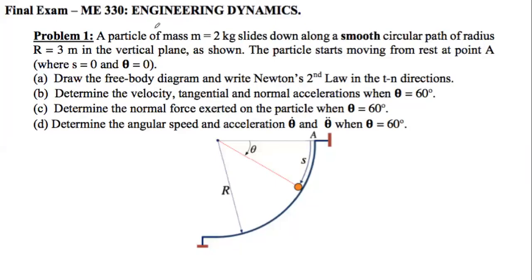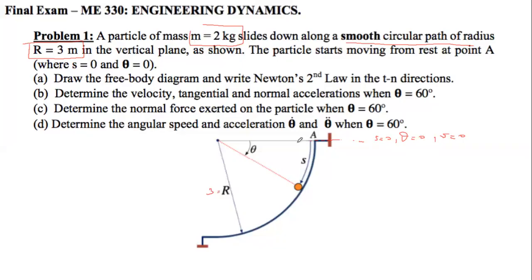For this last problem, which is quite straightforward, we have a particle of mass 2 kilograms, which slides down along a smooth circular path of radius 3 meters. So this radius is equal to 3 meters, and the particle starts moving from rest at point A. At point A, S is equal to 0. S is the length of the arc, theta is 0, and the velocity is 0. It started from rest here.